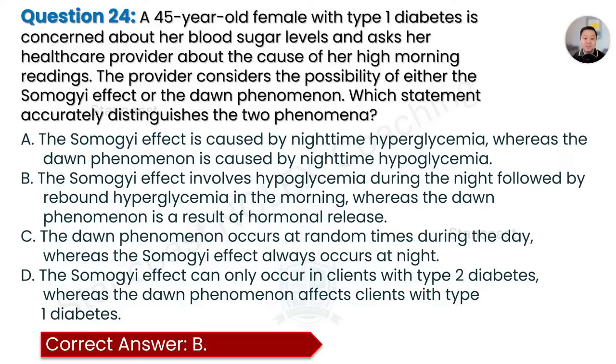So what you need to do here is to eliminate options with incorrect definitions or unrelated statements about the diabetes type. Now, A is an incorrect option here because this is reversing the definition of the Somogyi effect and the dawn phenomenon. And letter C is another incorrect option. We know that dawn phenomenon and Somogyi effect are specific to morning hyperglycemia and do not occur randomly. Letter D is another incorrect option because both phenomena are primarily observed in clients with type 1 diabetes, but can also occur in type 2 diabetes.